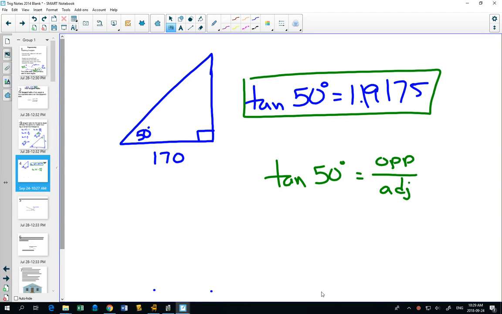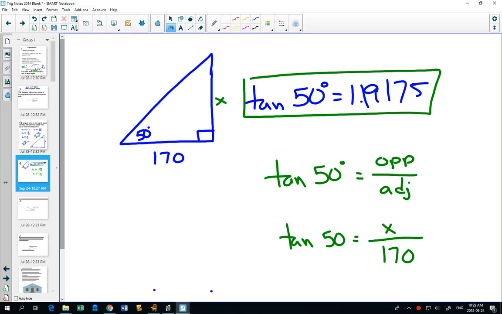And he picked 170 for the adjacent side. If we need this answer, I'm going to put an X here. This is what we don't know. We need this ratio, our calculator tells us, to equal 1.19.